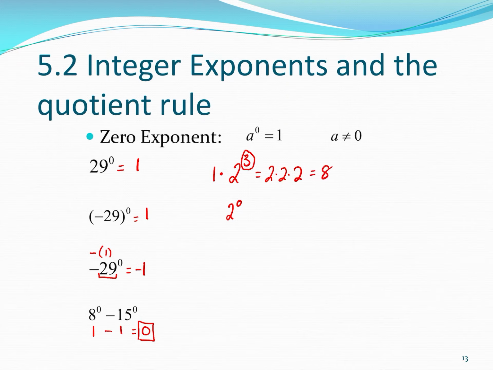Okay, now think about this. This 2 to the third power, I believe you would agree that 1 times 2 to the third is still 2 times 2 times 2, which in this case ends up being 8.